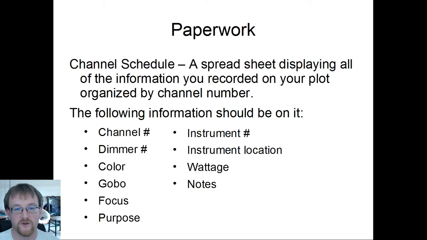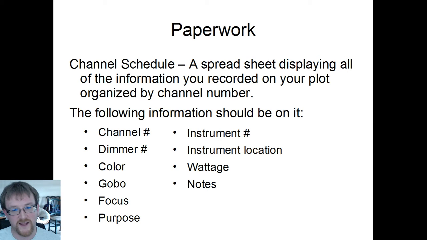The next piece of paper is your channel schedule. Like most things, the channel schedule is all of that same information, just organized differently. This is really just a spreadsheet of all of the information put in on all of your lights, as well as on your Magic Sheet, just laid out in a regular spreadsheet, just a text document. But all of this information should be on your channel schedule. It should include channel number, the dimmer number, the color, if you're using a gobo, the focus, and the purpose.